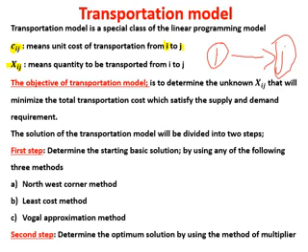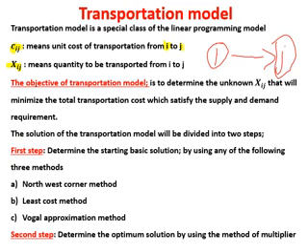The objective of the transportation model is to determine the unknown Xij, the quantity that will minimize the total transportation cost, and at the same time satisfy the supply and demand requirements. It should satisfy the demand and supply requirements.